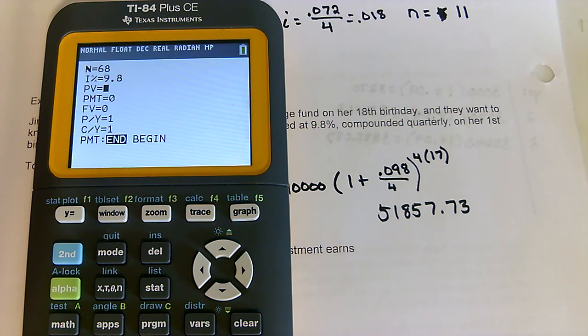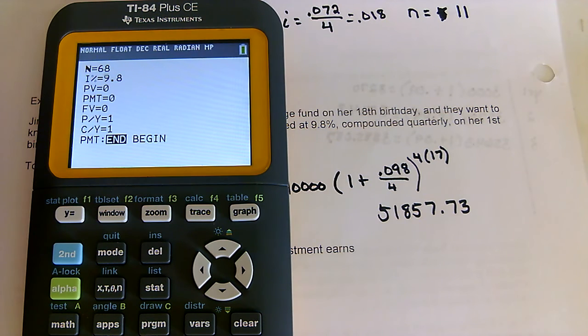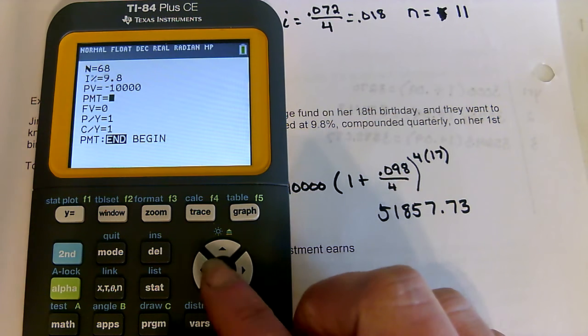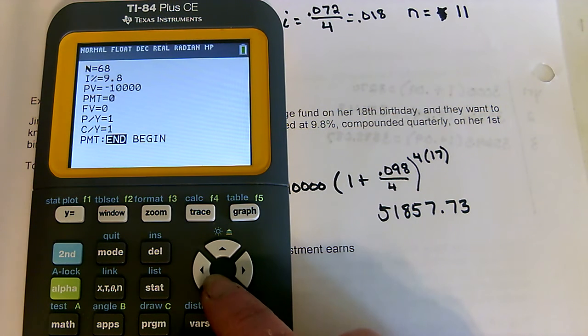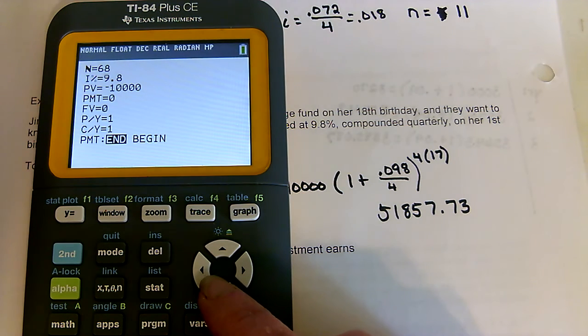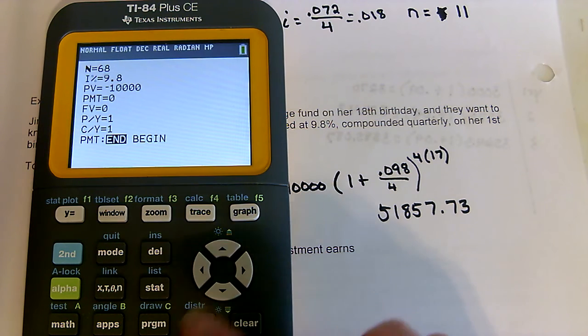The present value, or my principal value, is going to be, and we actually put it in, don't ask me why, as a negative. I've never understood that, but we're going with it. Do we make any additional payments? No. We're going to try to find the future value, so I'm going to leave that blank here. It'll fill it in for me.